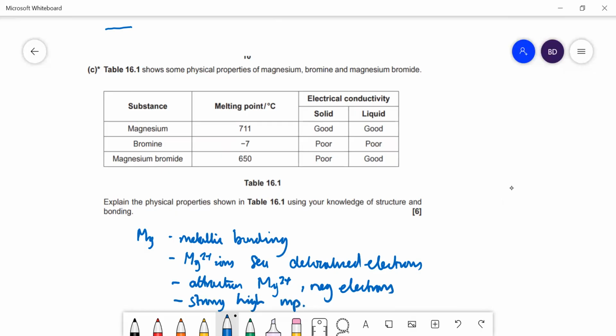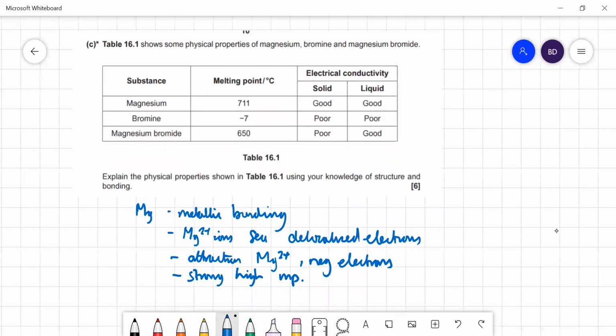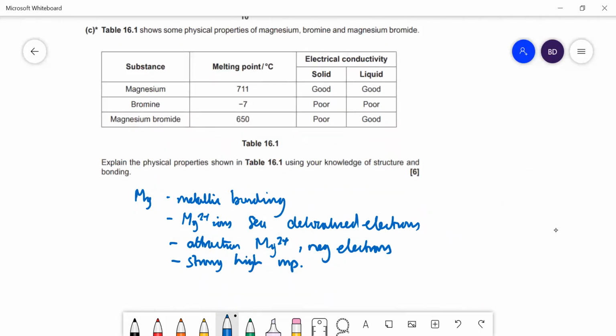Always worthwhile saying you need a lot of energy to overcome it. Quite often in mark schemes it says that, the energy thing, people forget to mention it. Right, is it a conductor, magnesium? Yes, it is a conductor when it is solid and liquid because it's got delocalized electrons. They carry the charge. Okay, let's now do bromine.